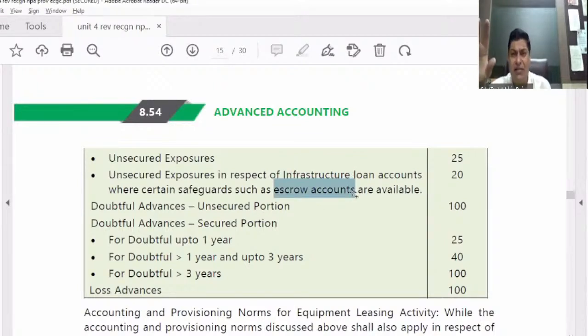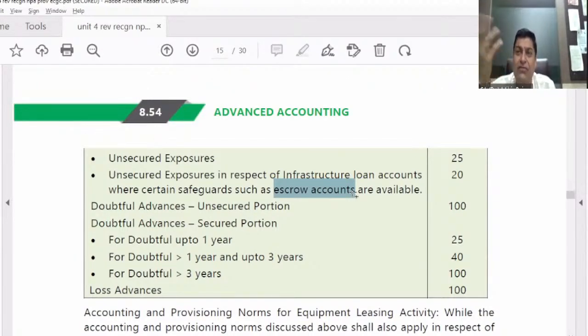Escrow account, in simple terms, you can say it is one type of security available. It is like a small fixed deposit, separate money is available. So the account is unsecured, but we have some escrow amount. We have some securities, small securities there, not big, but small. Then it is a little bit less risky. Therefore 20 percentage. So guys, don't mug up these percentages.